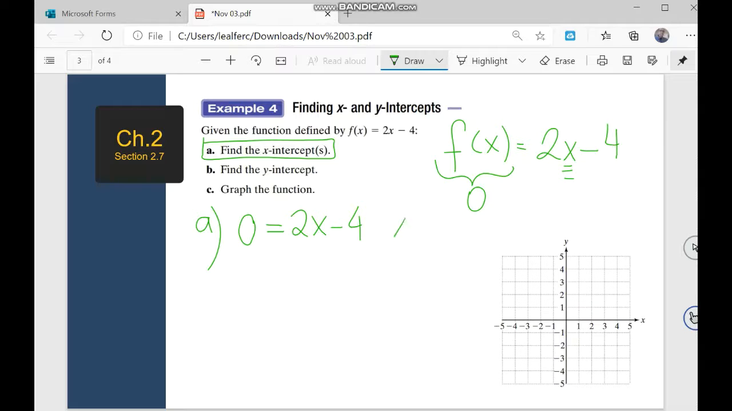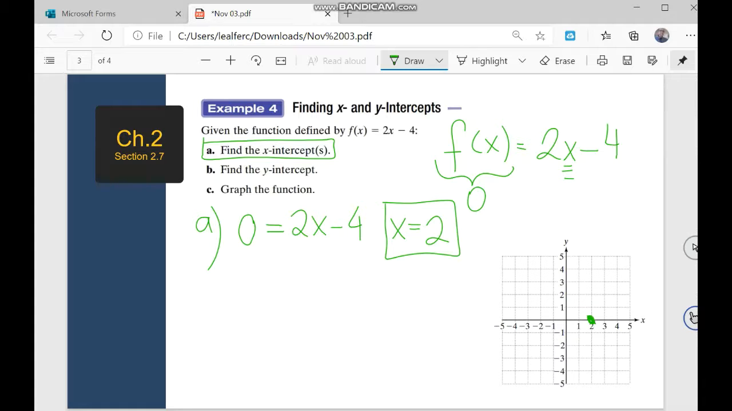Because if you make x equal to 2, 2 times 2 is 4, 4 minus 4 is 0, right? So the x-intercept is going to be 2. Go to the graph, check the x-axis, and find number 2. This is going to be the x-intercept.